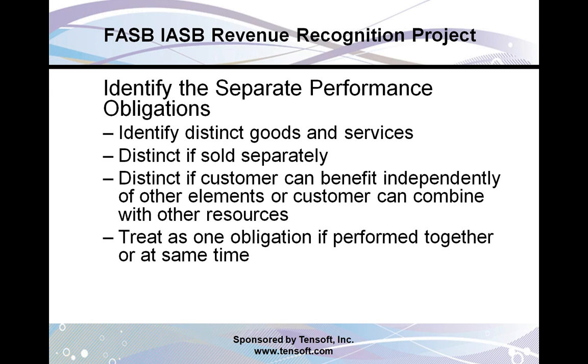It's distinct if the customer can benefit from it independently. So again, if it has standalone value, or if it can be combined with other resources the customer has or can obtain to provide value to the customer. And if it doesn't meet that criteria, if it's not distinct, then we would treat it as one obligation. We would also treat it as one obligation if there are multiple obligations that are performed together or at the same time. For convenience, we can just treat them as one performance obligation or one element in the transaction.